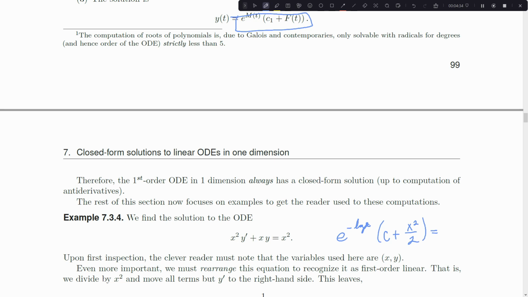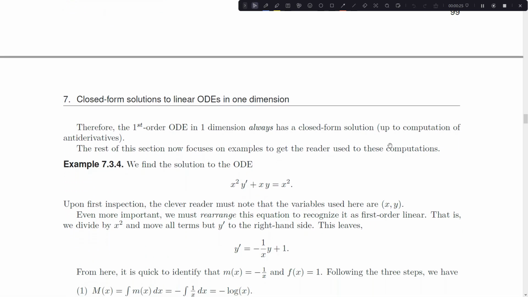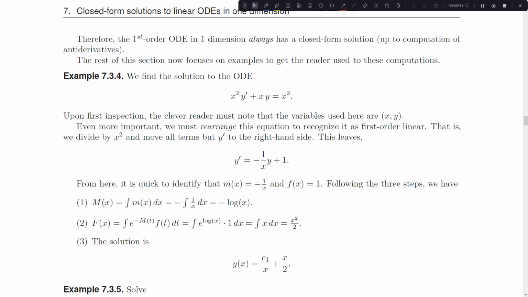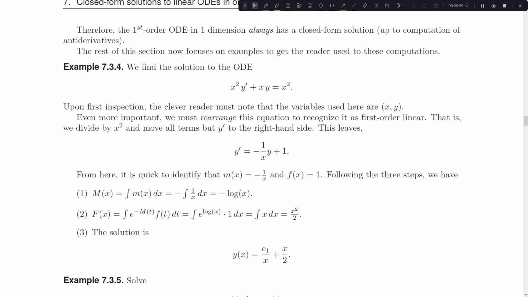And what do I get? That's negative log x. That's 1 over x by log rules. If you don't believe me, we'll talk about it in class. And 1 over x times c, so I get c over x plus x over 2. So there's the solution, the general solution. Let's see if I was right. Then you see me move it to the right, and negative log, we get x squared over 2. So the solution is, yep, exactly, c over x, and then x over 2. That's our general solution. We'll go through one more example, and then we'll be done for today.